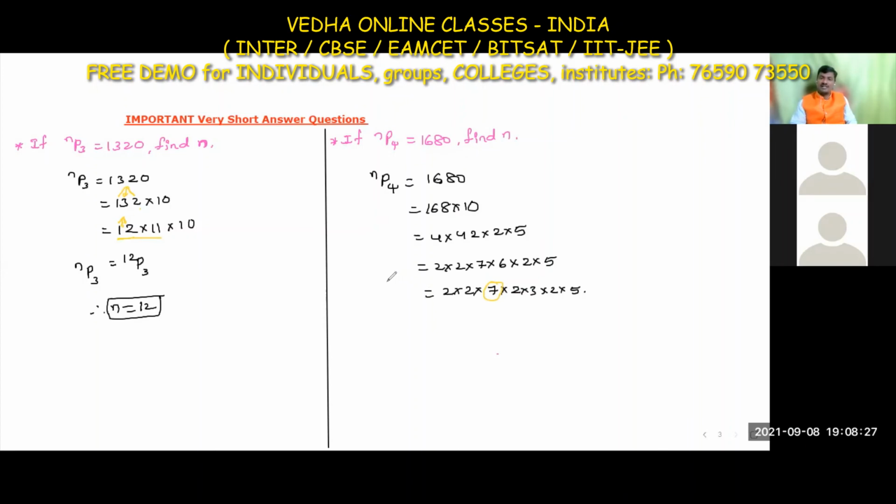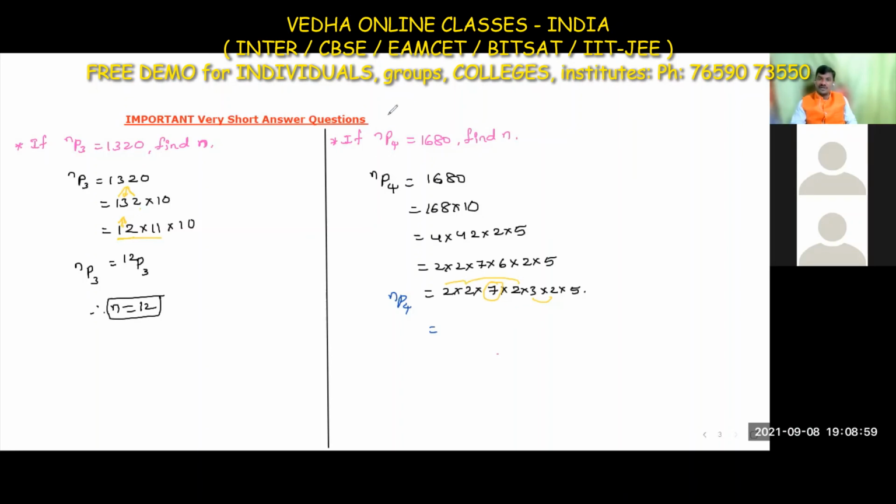It is given as nP4. In nP4, the r value is 4, so we want 4 factors. To this 7, below 7 we can take 6, and 2 into 4, 4 into 2 gives 8. So 8, 7, 6, 5. We are getting 4 factors. Is it correct? Are you following?